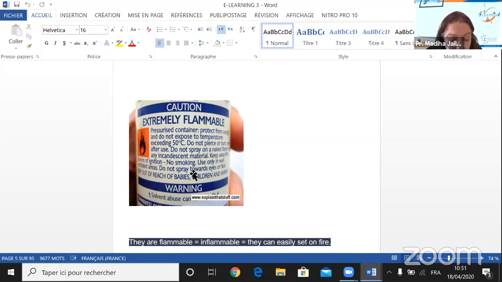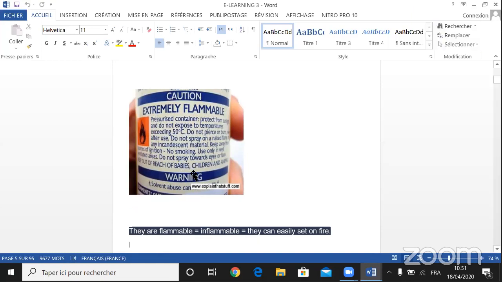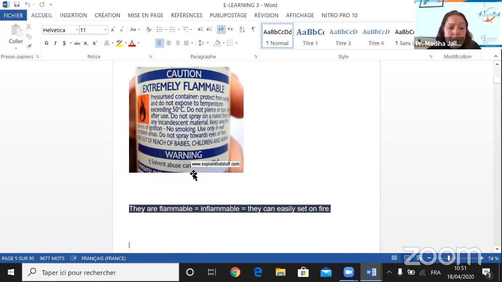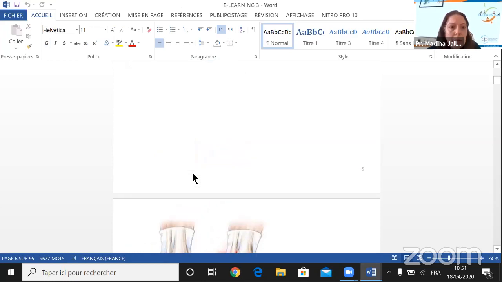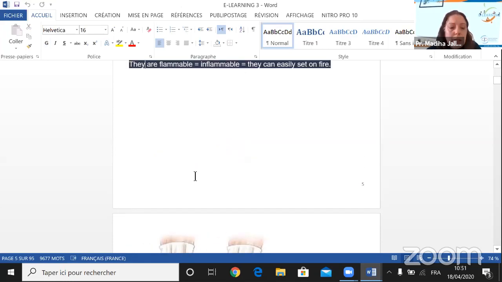Do not pierce. Do not spray on a naked face or any incandescent material, like for example, fire. Don't spray it towards fire. No smoking. Use only. Do not spray towards eyes. Good. So here, as you see, they are inflammable or flammable, and they can easily set on fire. Okay, next medical emergency.